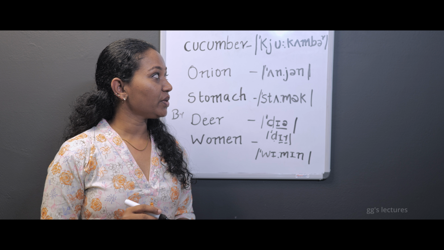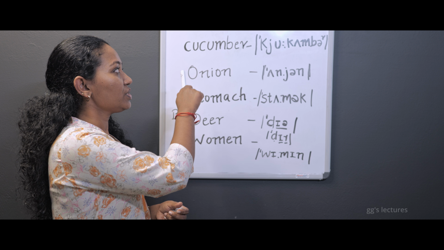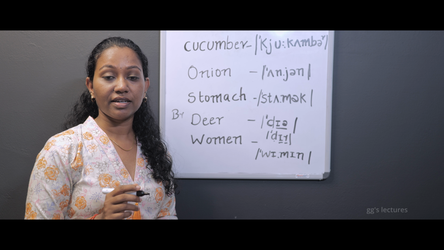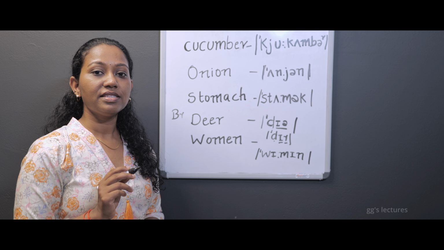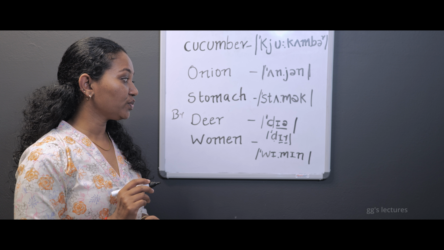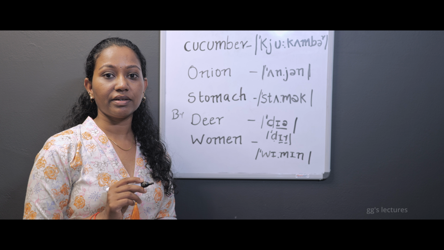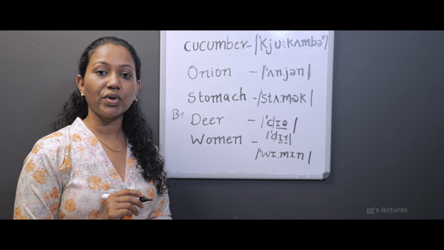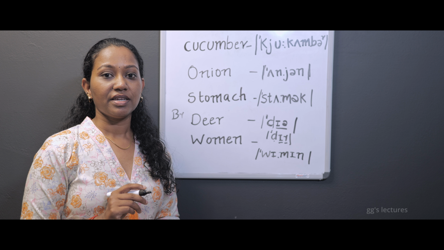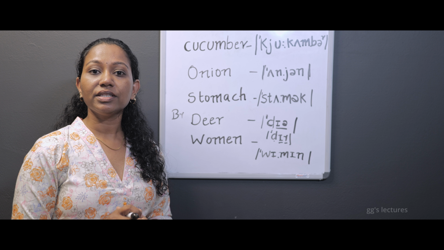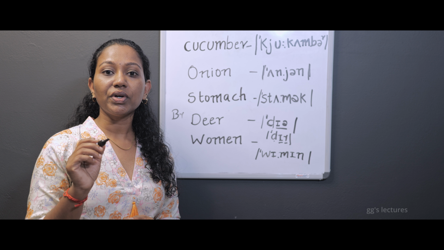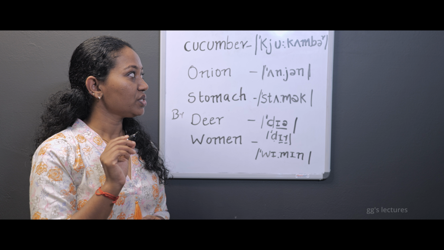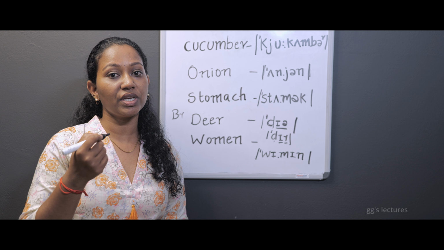Let's wrap up the video by reading the words again. So first word is cucumber. Second word, onion. Third word, stomach. And fourth one, deer in British English and deer in American English. And the last word is women. So the rule that we learned today is, if an English word is a noun, the stress usually comes on the first syllable. So you should stress the first syllable when you say it.